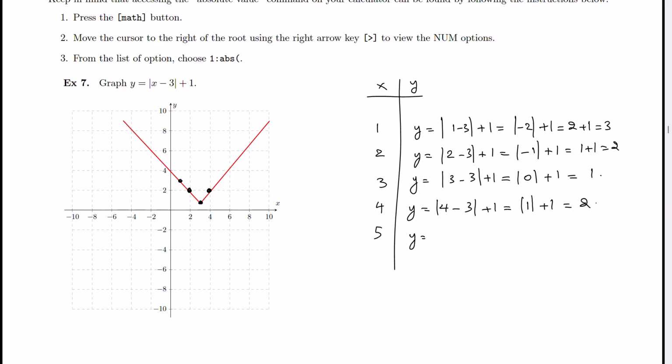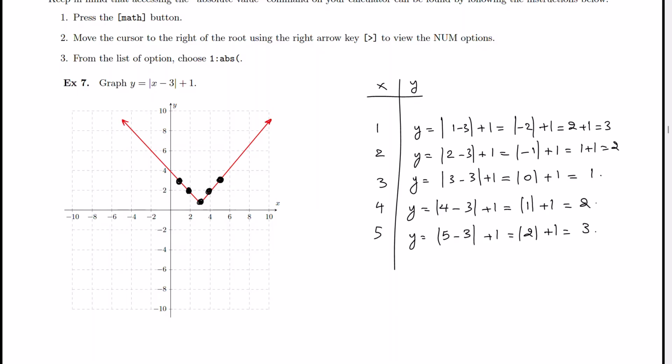When x is 5, the y is going to be the absolute value of 5 minus 3, plus 1. The absolute value of 5 minus 3 is going to be the absolute value of 2, which is exactly 2, and 2 plus 1 is going to be 3. So x equals 5 gives me 3 again. So you can see that the points line up in a V shape, and that's the expected shape when you're graphing an absolute value function.